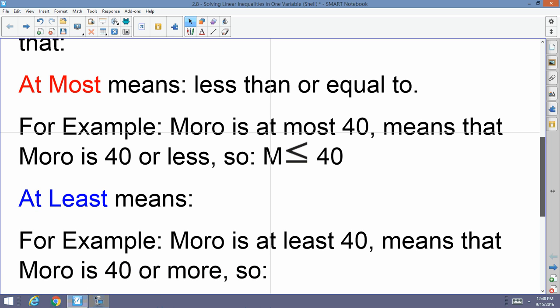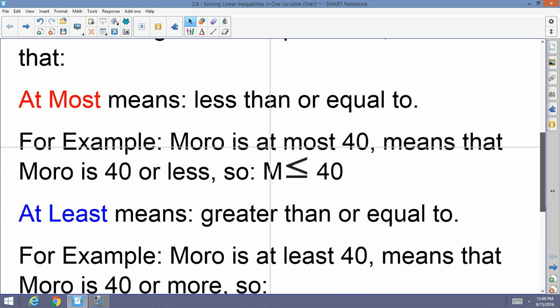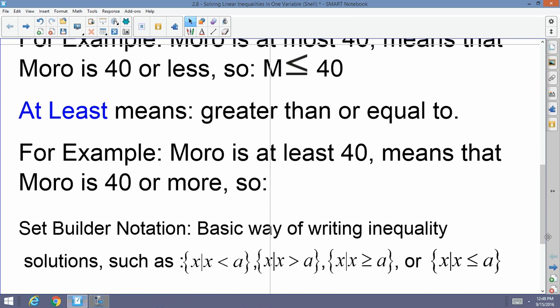When you see at least, it means greater than or equal to, okay? So at least means greater than or equal to. For example, Mr. Morrow is at least 40, means that Mr. Morrow is 40 years old or more. So Mr. Morrow M is greater than or equal to 40.